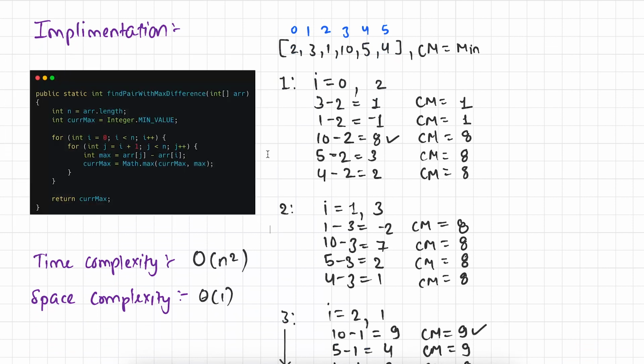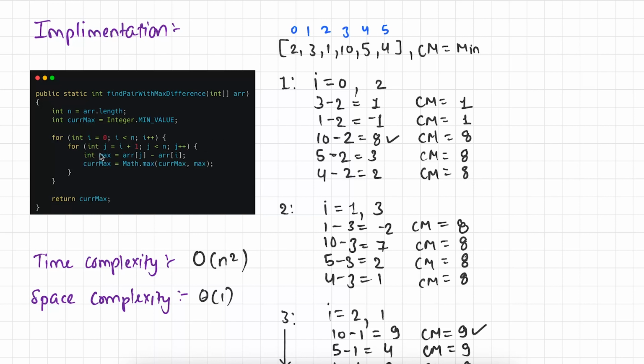Here we have a function, find pair with maximum difference, and this function is taking an integer array. In the first statement we are taking the length of the array, and in the second statement we are initializing current maximum with the minimum value, that is the minimum value of integer. Next we are running a loop from 0 to less than n.